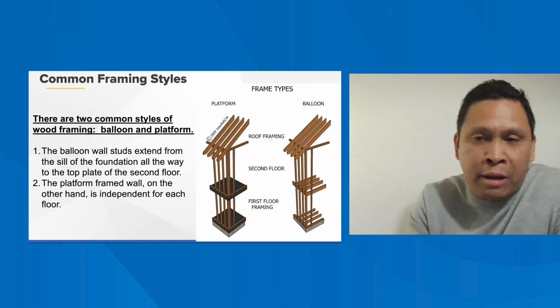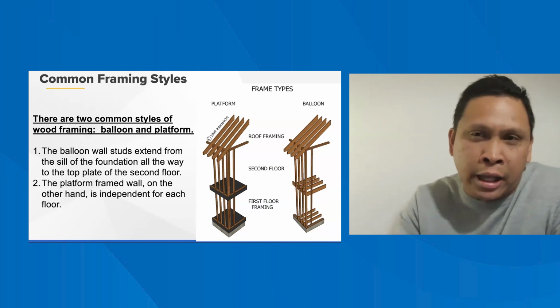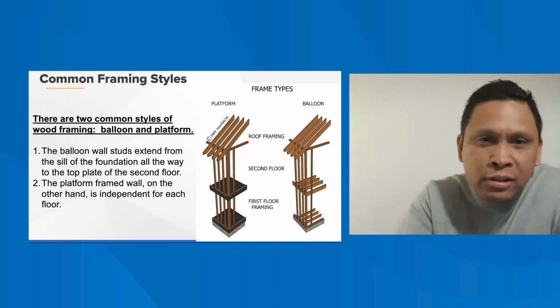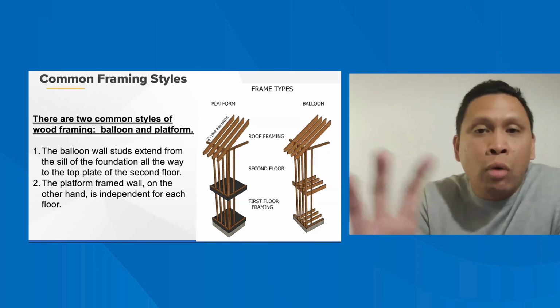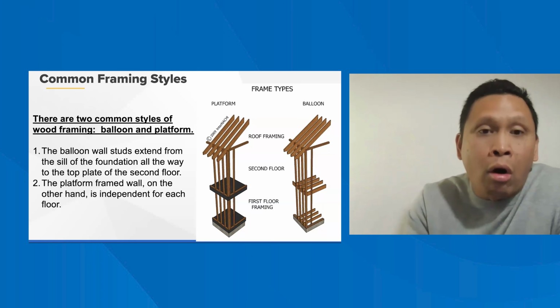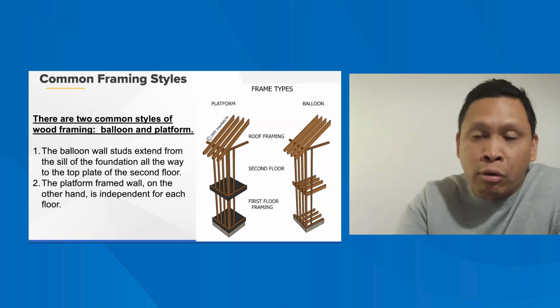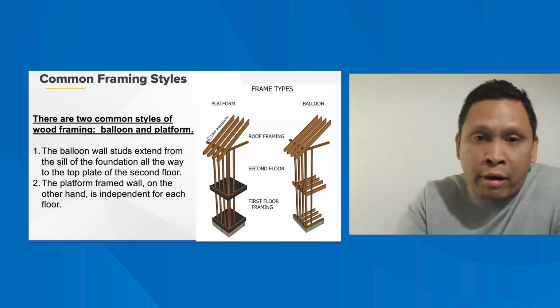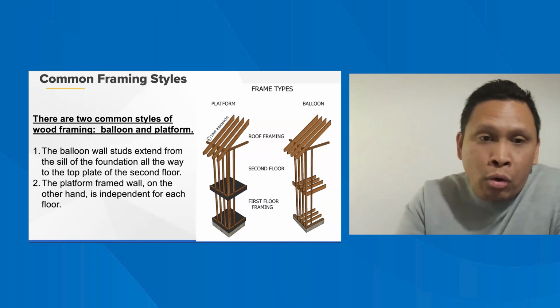Oftentimes I'll see balloon framing when I'm in a pre-drywall inspection, and a lot of the high-end builders are doing a lot of balloon framing, which is really interesting. In the balloon framing system, the wall studs extend from the sill, so the bottom part of the foundation, all the way to the top plate of the second floor. So, continuous. And then the platform framed wall, on the other hand, is independent for each floor.